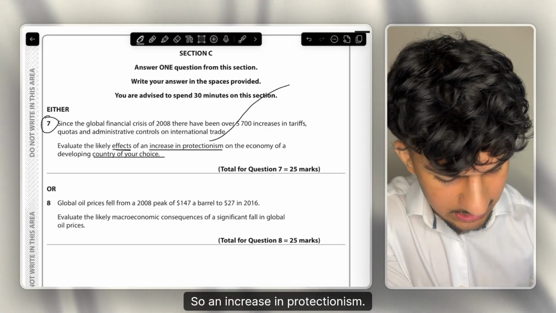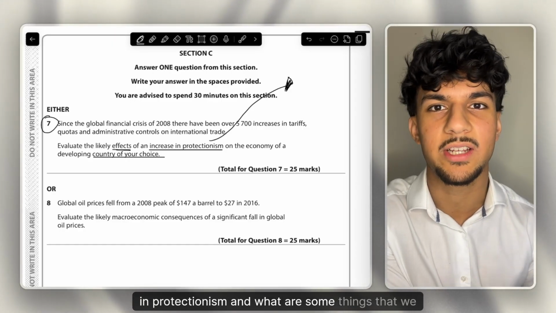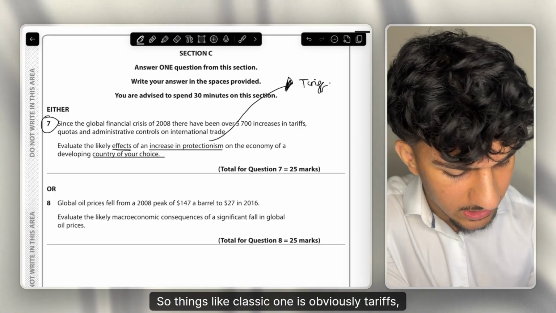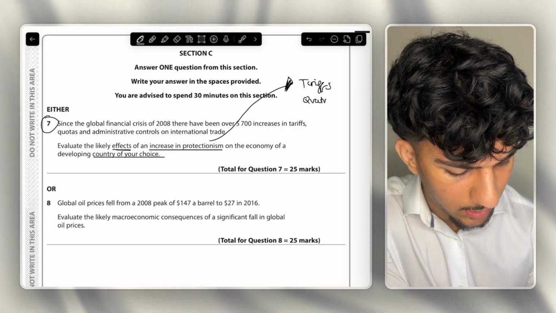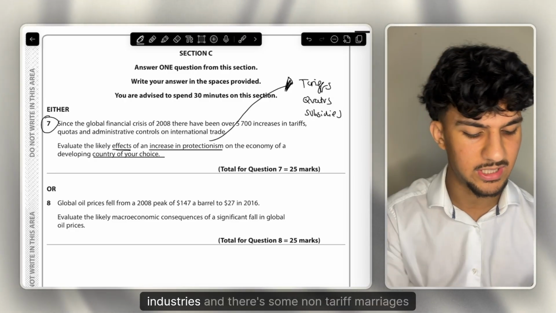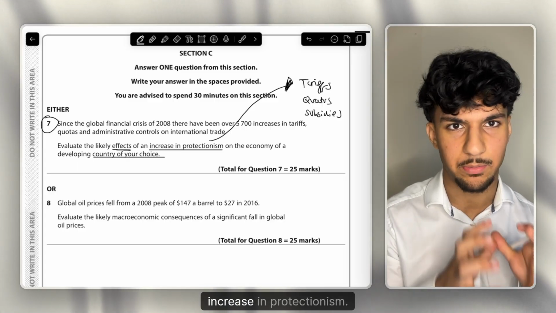So an increase in protectionism. So basically, what are the effects of an increase in protectionism, and what are some things that we actually call an increase in protectionism? So things like classic one is obviously tariffs. Then we have things like quotas. We have subsidies to domestic producers for infant industries, and there's some non-tariff barriers as well. But these are the main things that we call an increase in protectionism.